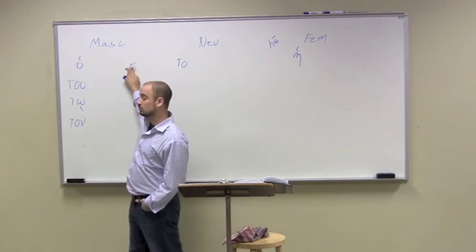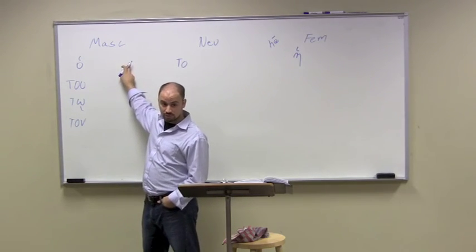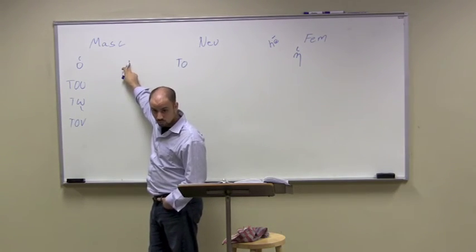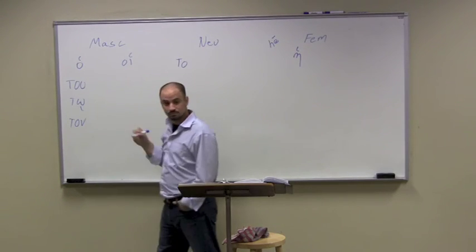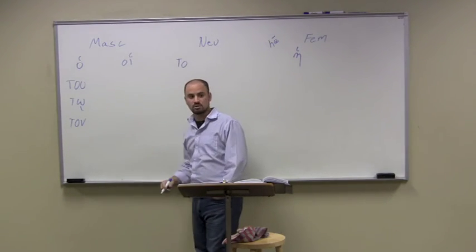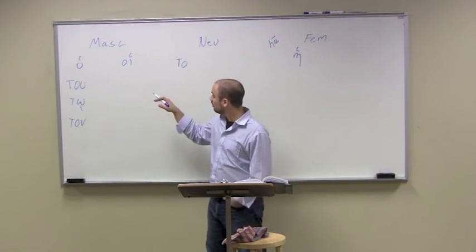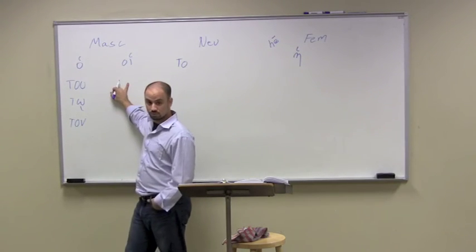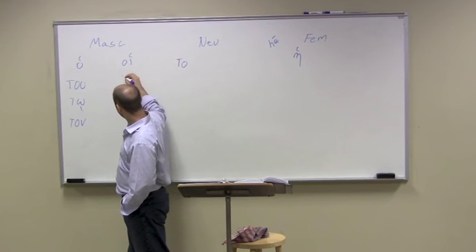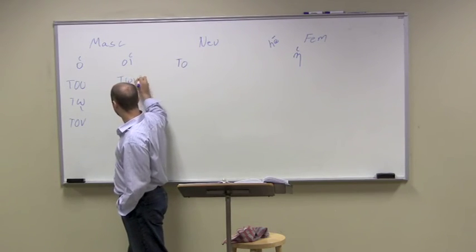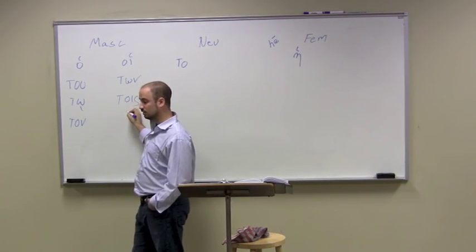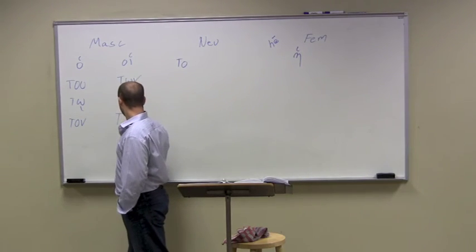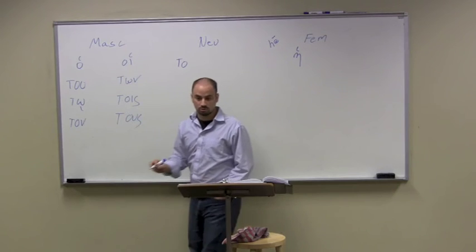What was your plural nominative? Oi. Now it just becomes what? Rough breathing mark. So it goes from the smooth to the rough. What was your genitive? On. On plus tau, ton. Just picking up the speed. Ois was your ending. It's now tois. Ous was your ending. It's now tous.